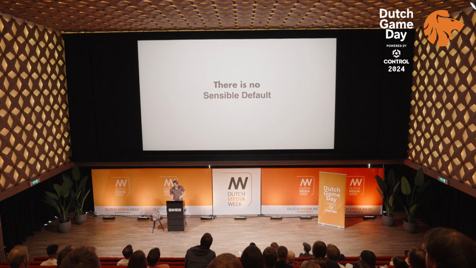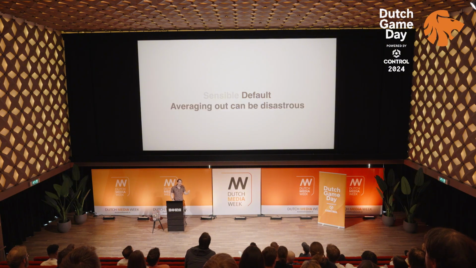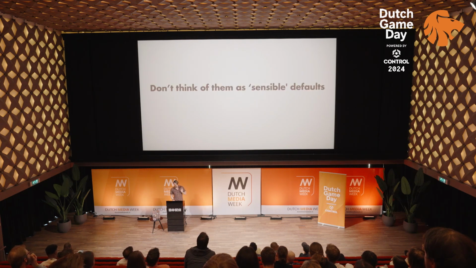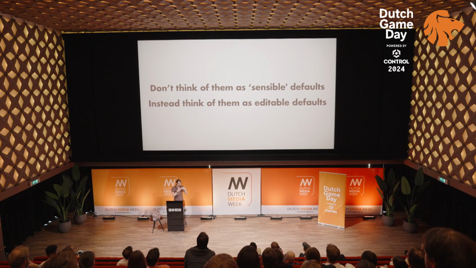So there's no sensible default. Don't think about it as sensible. There's a default, there always is, but averaging out can be disastrous. Like if you pick everything that's out there and just average it down and go, this is what you need, it's not going to work out well. So don't think of them as sensible defaults. Instead, think of them as editable defaults. Like, what can I edit about this default? I've given this default to the user. If they don't like it, if they want to change something about it, how do they do that and what can they change it to? What other options are there?